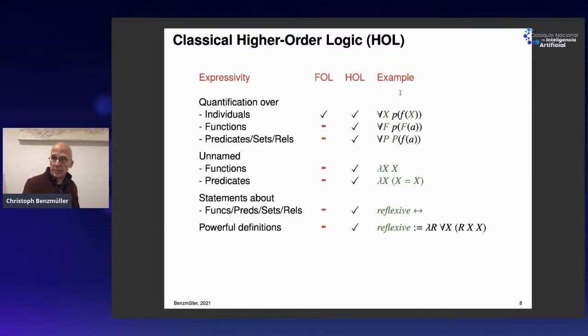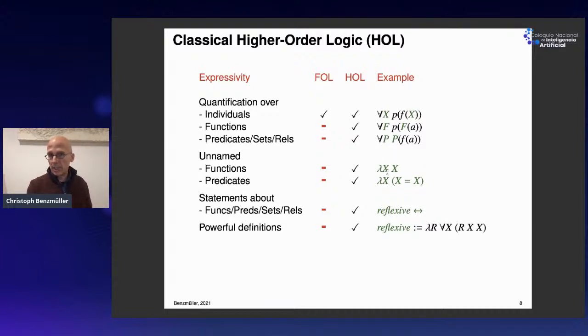You can quantify, for instance, over function symbols. We have here a quantifier over this function f. We can also quantify over predicate symbols. An example here: if you build higher-order logic on top of the lambda calculus, and many of you probably know about the area of functional programming and have probably seen lambda calculus, as we will do later on, then you can also introduce unnamed functions.